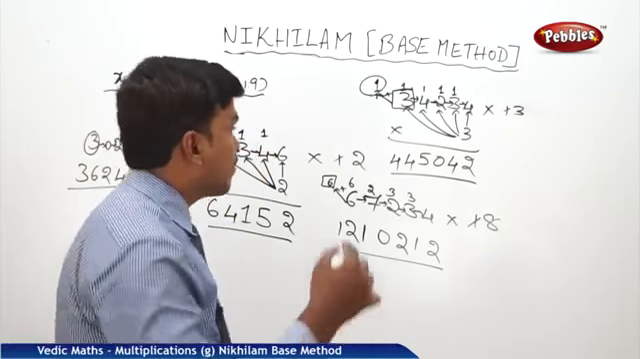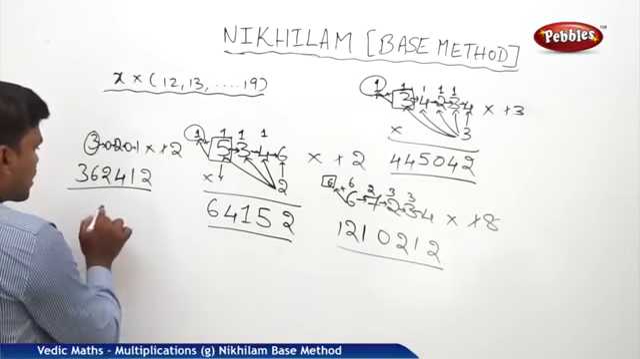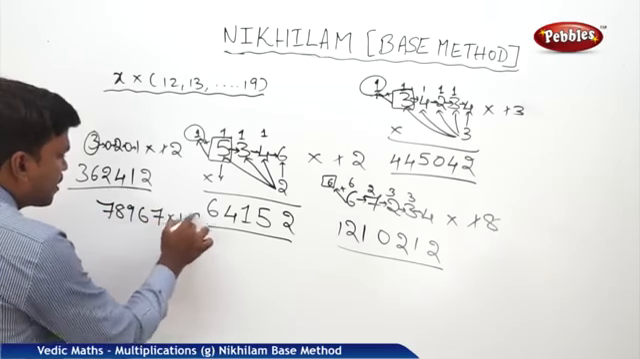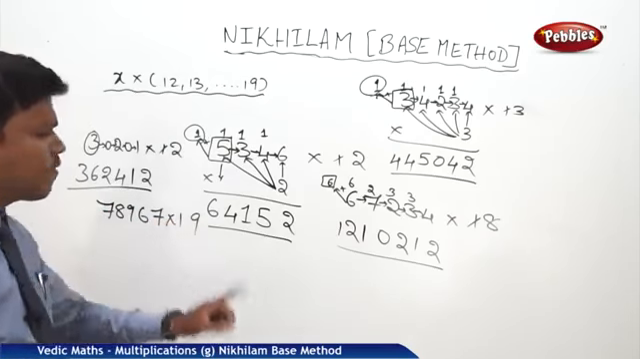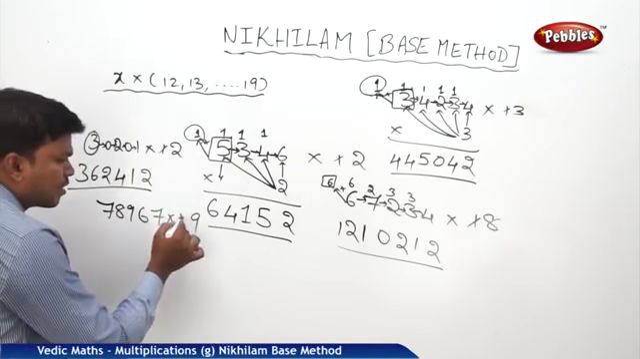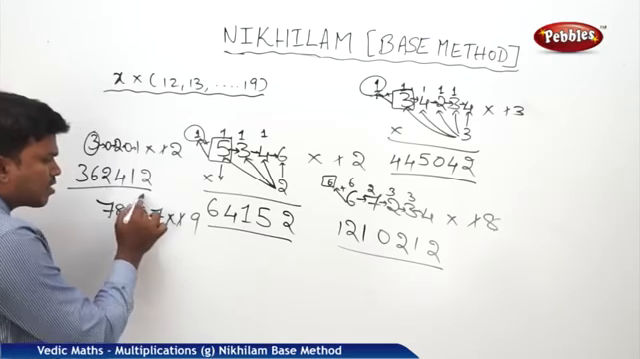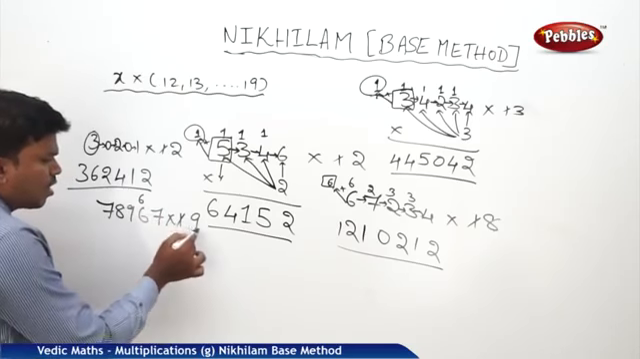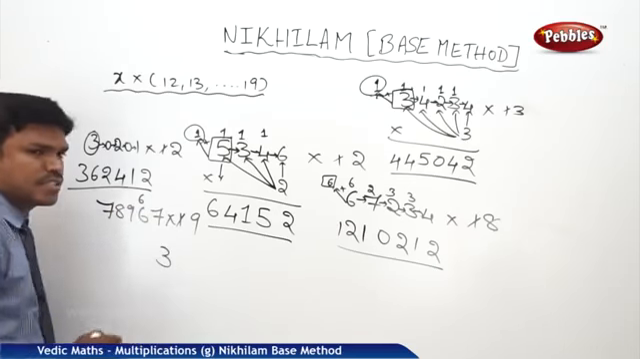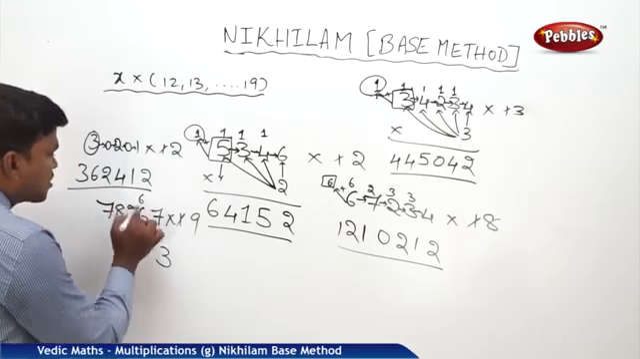Got it? One more example. Let us take 78967 into 19. This time we will do little fast. Okay, please just concentrate. Leave the 1. 9 7s are 63. 9 6 are 54 plus 6 60. 60 plus right side digit 60 plus 7 67.